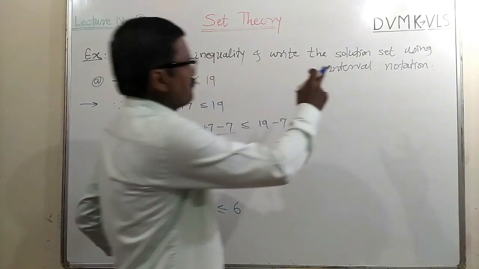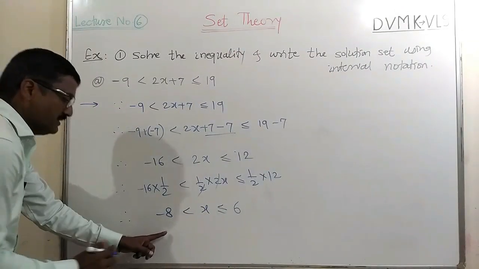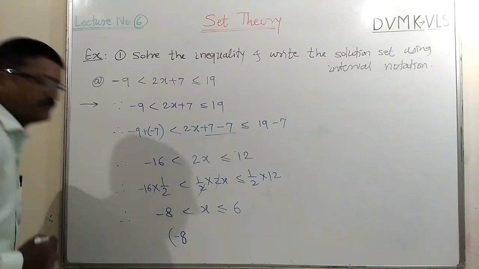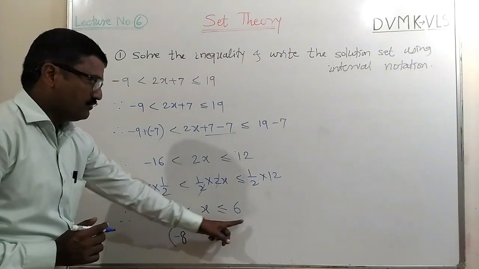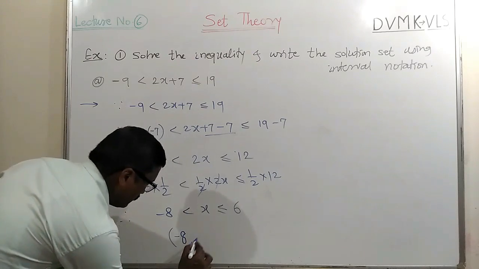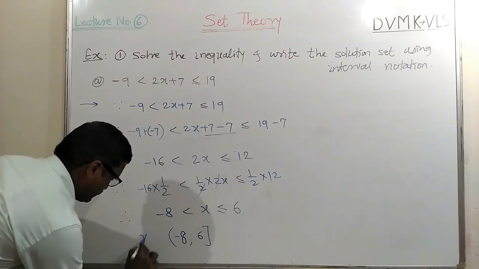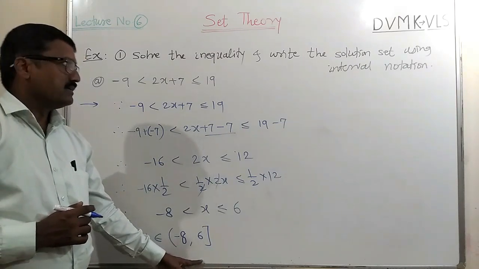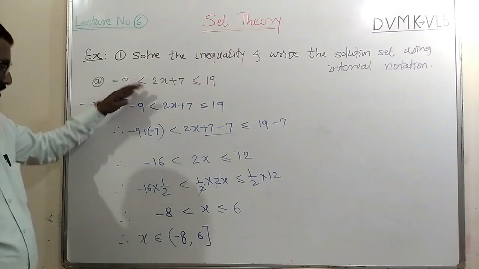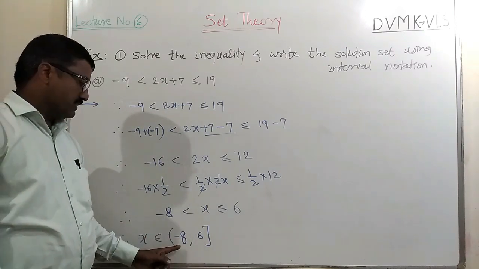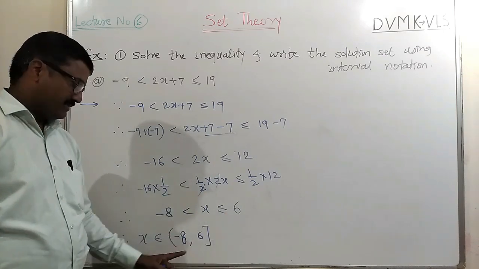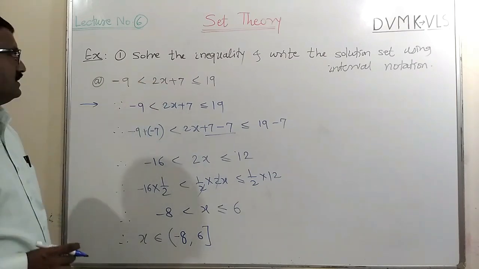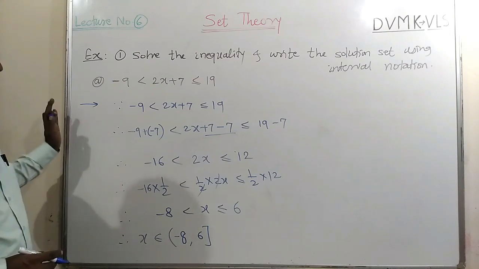So in the form of interval, x is greater than minus 8 means here is open minus 8, and x is less than or equal to 6 means x equal to 6 is included, so close 6. So x belongs to open minus 8, close 6. That is the solution of this inequality. All real numbers which are greater than minus 8 and less than or equal to 6 satisfy these inequalities. Okay, that is the solution of the inequality.